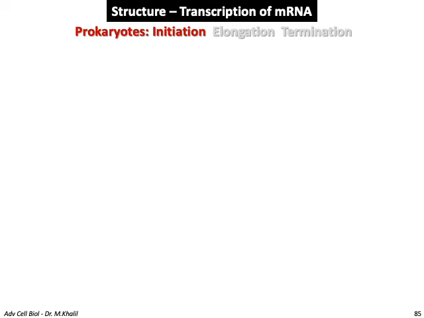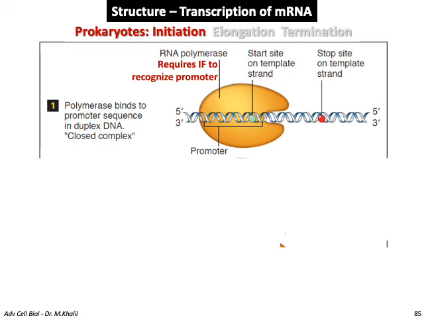So let's start with the initiation phase of prokaryotic transcription. At the beginning, the DNA is closed. The green spot is the start site, the red spot is the stop site, and of course upstream of the start site there is a promoter region. The RNA polymerase requires initiation factors to recognize a promoter. Once it recognizes the promoter, it is ready, and this structure is called the closed complex. Why closed complex? Because the DNA is still closed.